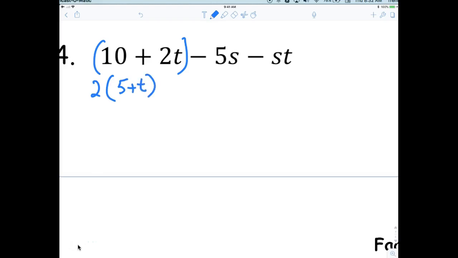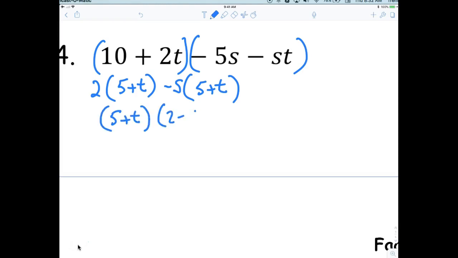Now, what's common here? A negative s. When you factor out a negative, the signs change. So that's going to be 5 plus, and what's common? 5 plus t. It's 2 minus s. So far, so good?